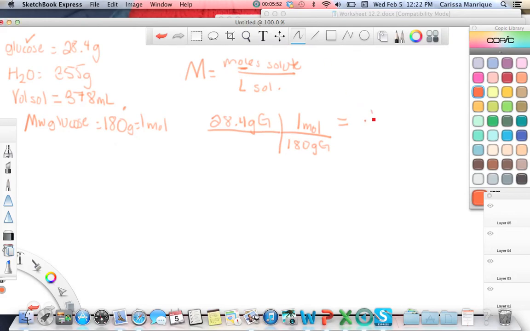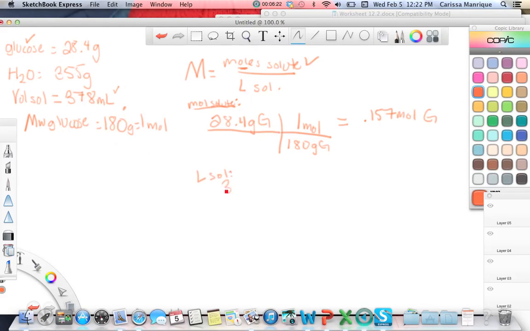So 0.157 moles of glucose, okay? So now we have moles of solute. Okay, we need liters of solution. Here's our volume. It's in milliliters though, so we need to convert this to liters. So let me put, this was our moles of solute here that we just calculated. Let's now find our liters of solution.